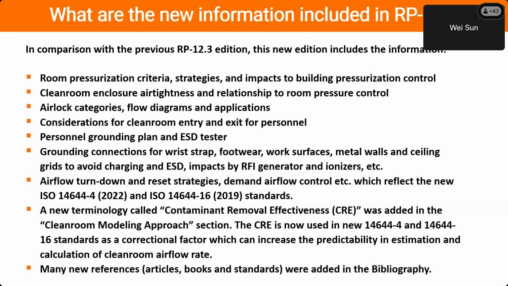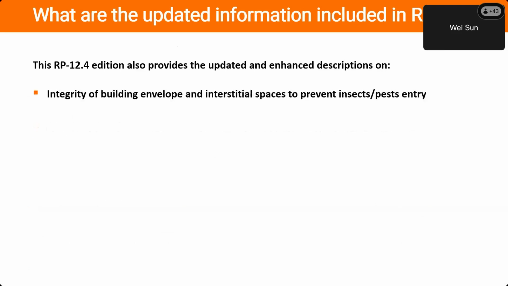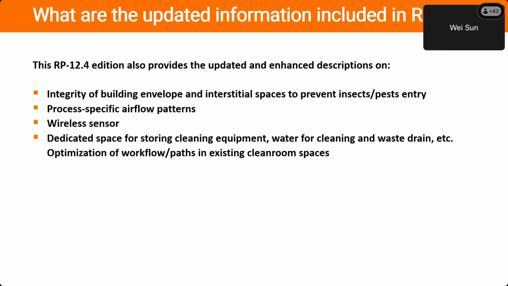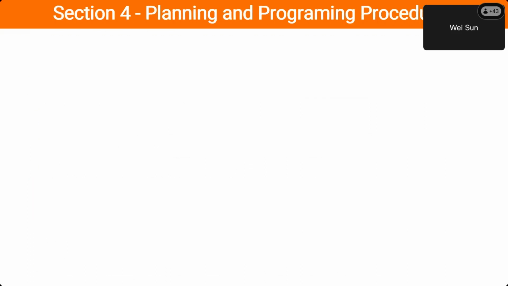And also we have many articles and books as references. And also we did some improvement and enhancement. One is the integrity of the building envelope and interstitial space to prevent insect path entry, process flow pattern, wireless sensor, and dedicated space for storing cleaning equipment, design for facility disinfection, CFD.